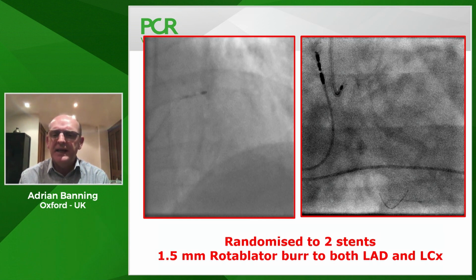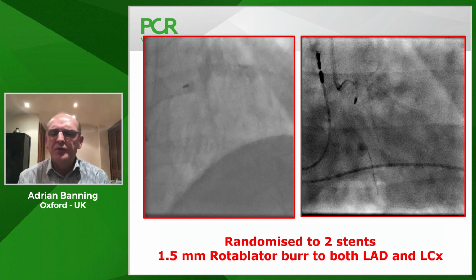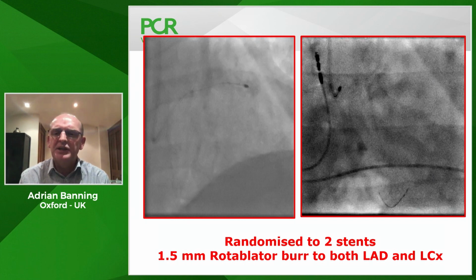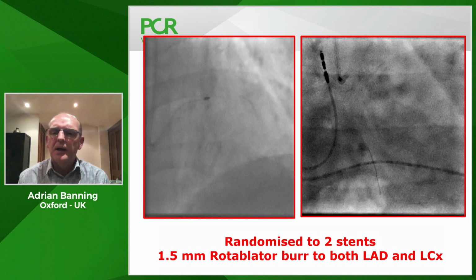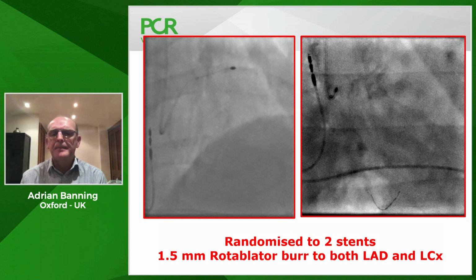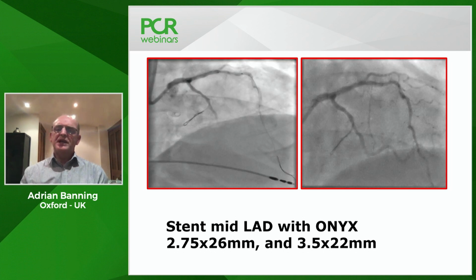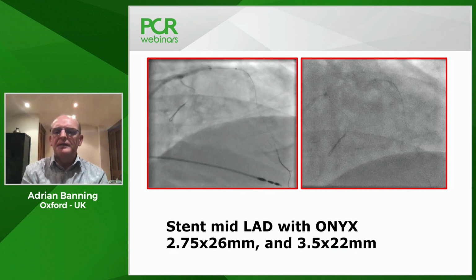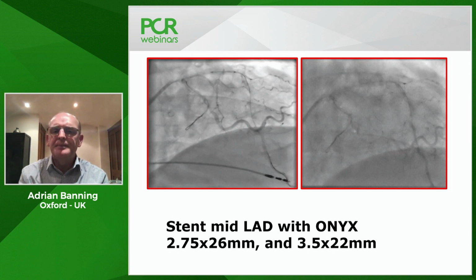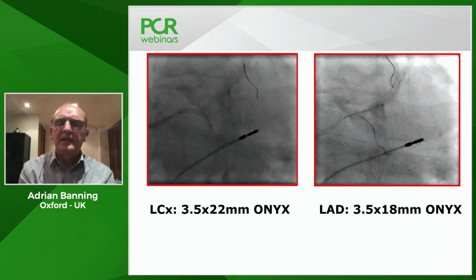So we went on to do rotablation initially to the LAD and then to the circumflex. And as the case moves on, we then did balloon dilatation to both vessels and got good expansion at both lesions. Next slide, please. And then we went on to treat the mid-LAD. We stented right back to the proximal LAD with Onyx stents, getting a good result. And as you can see in the next slide, we then stented the ostium of the circumflex, proximal circumflex, and did POT.